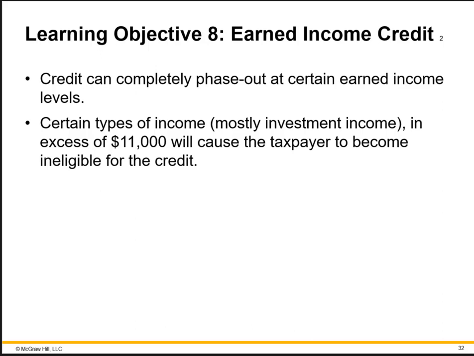Investment income in excess of $11,000 will cause the taxpayer to become ineligible, regardless of what other income or anything else is in play. Okay? So it does not matter how many kids or anything like that, if you're over $11,000 of interest or rental or dividend, other types of investment income like that, then you are not going to be eligible for the earned income credit. It is for working folks that need a little extra help to supplement their earnings from their wages.